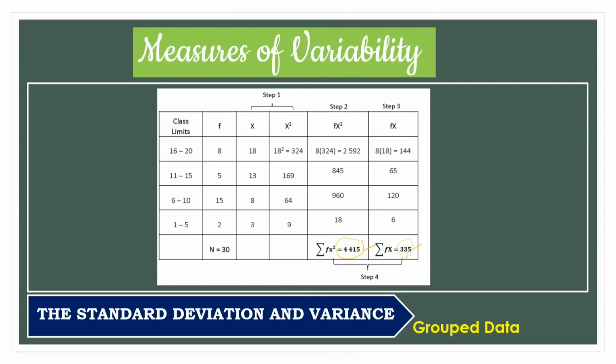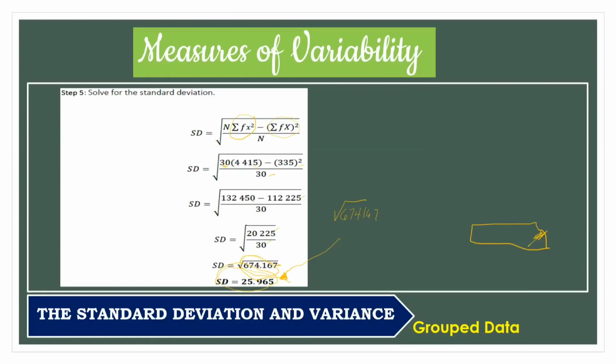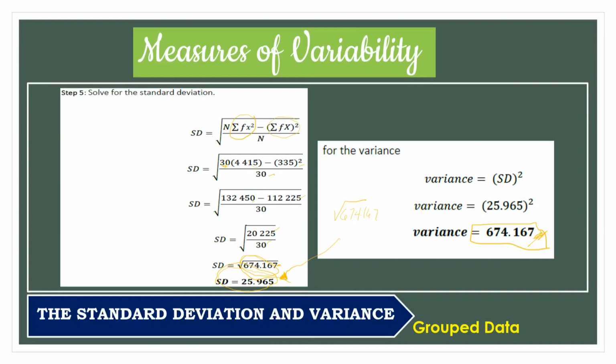Okay, here is a clearer solution to our example, but again, we have obtained the same result. We substitute the values that we have obtained in our formula. So the value of n is again 30. The sum of f times x squared is 4,415. And then the sum of f times x is 335. We square that, and then we divide the result by 30.